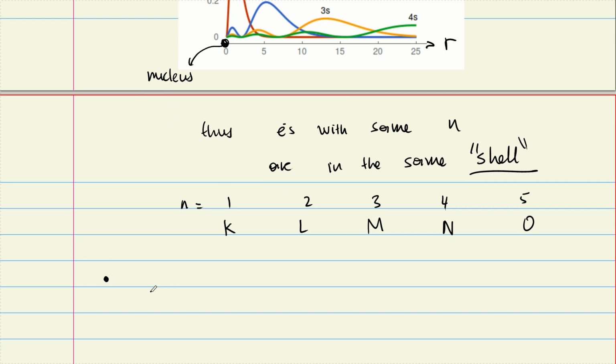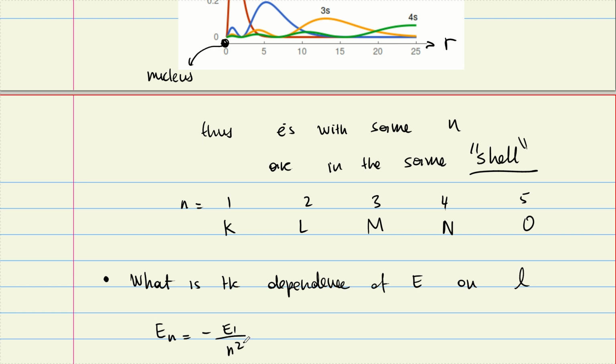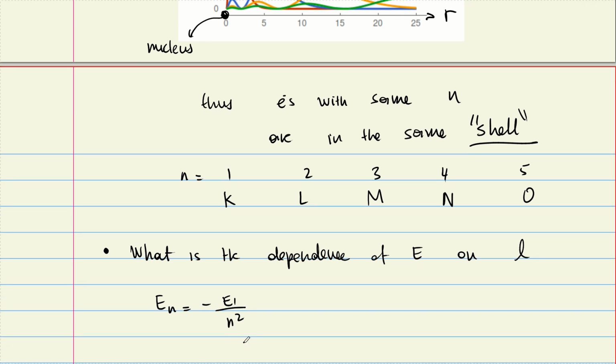So the second thing we need to consider: what is the dependence of energy on L? In the hydrogenic case, there is no dependence, right? In hydrogen, we have only E of n is equal to minus E1 divided by n squared. But now we are not thinking about hydrogen. Complicated atoms are going to be complicated things beyond hydrogen. And for that, we need to look at the orbitals.